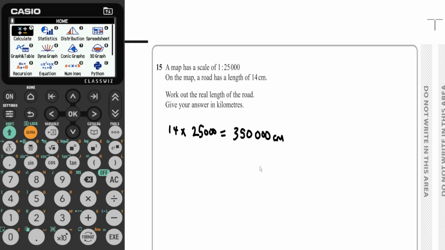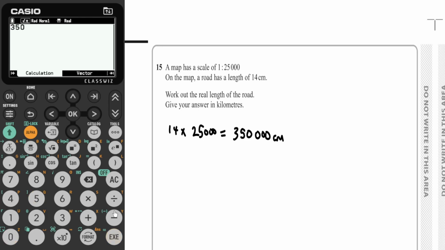So to go from centimeters to meters, I have to divide by 100. So if I do 350,000 divided by 100, I get 3,500. So this is 3,500 meters. And to convert this into kilometers, what we'd have to do is divide this by 1,000, which gets us 3.5 kilometers. So that's the real length of the road.